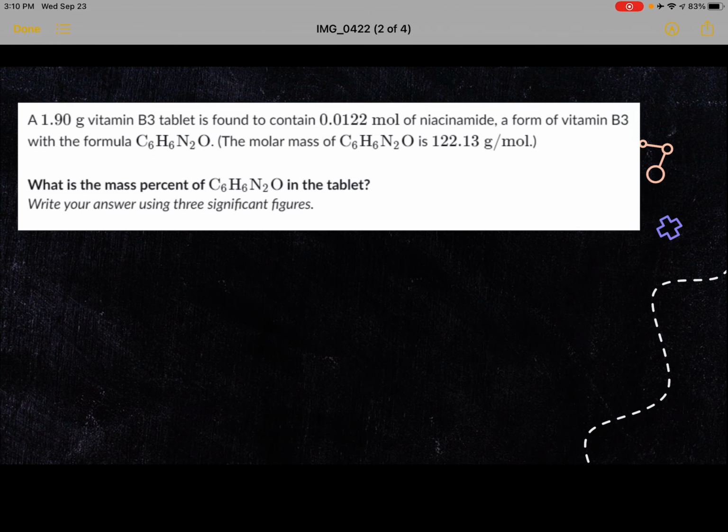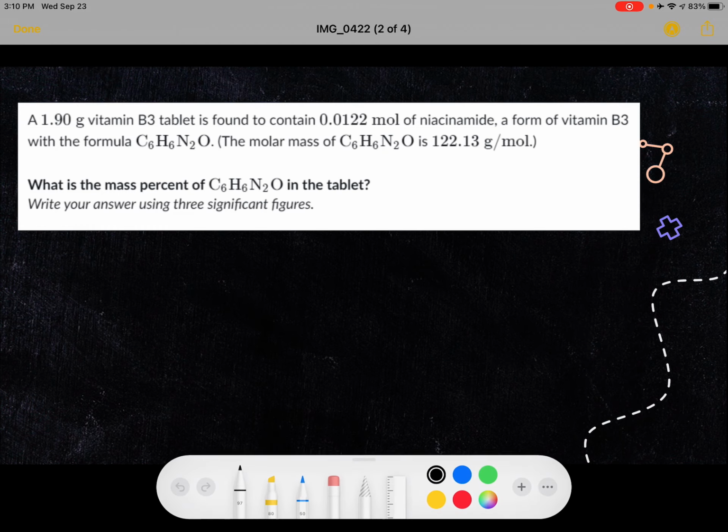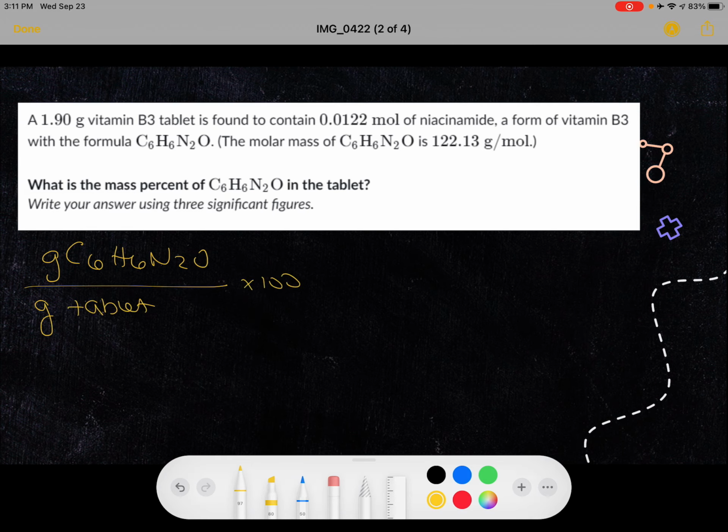For this first one, again, we have the 1.4 problems. It says a 1.90 gram vitamin B tablet is found to contain 0.0122 moles of niacinamide, a form of vitamin B3. It gives us the chemical formula, it gives us the molar mass, and it wants the mass percent of niacinamide in the tablet. Here's how we're going to solve this. Mass percent in the tablet means I'm going to need grams of niacinamide, C6H6N2O, over the grams of the tablet. And since we're looking for a percent, I'm going to have to multiply this by 100.